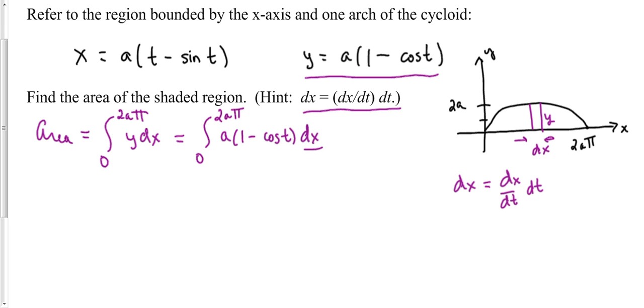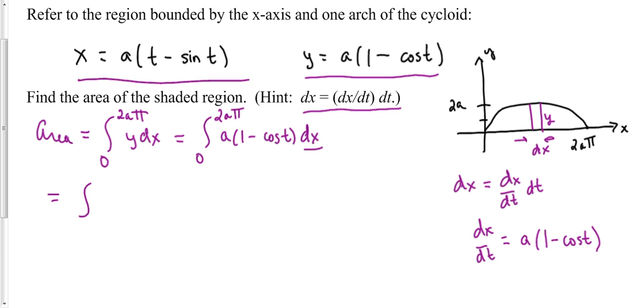So we need to start by figuring out what dx/dt is going to be. I need to take the derivative of this, and I'm going to get a times (1 minus cosine t), and then I'm going to substitute in up here. So I'm going to have the integral of a times (1 minus cosine t), and that's what I got from my y, multiplied by dx, which is a times (1 minus cosine t) dt. But my original limits for my integration were in terms of x, and now I want them to be in terms of t.